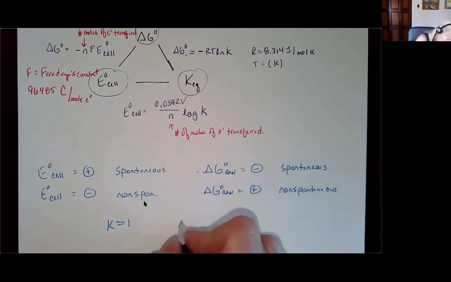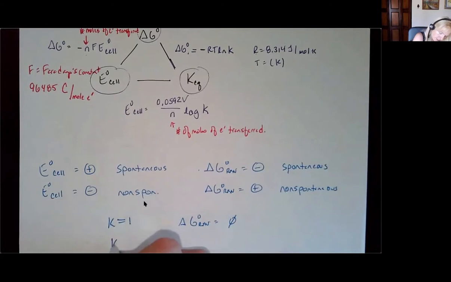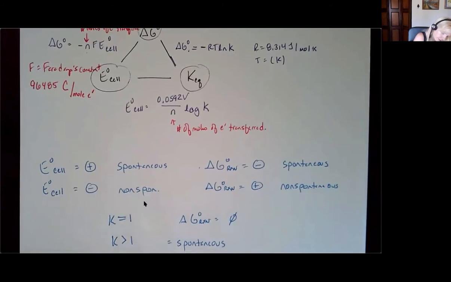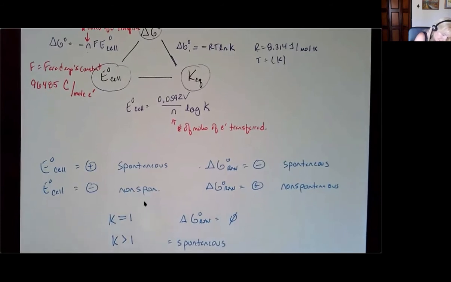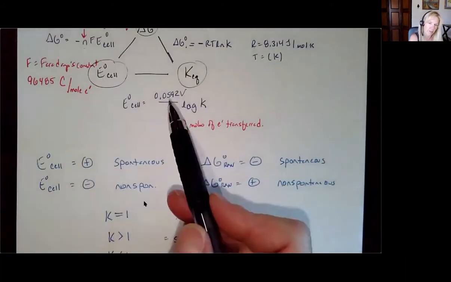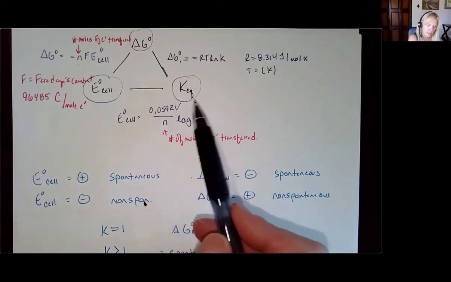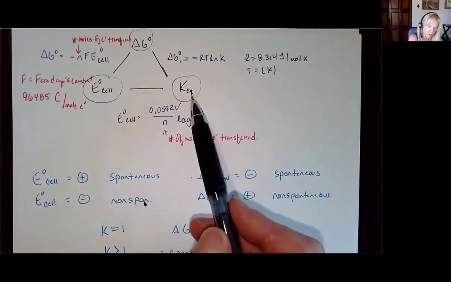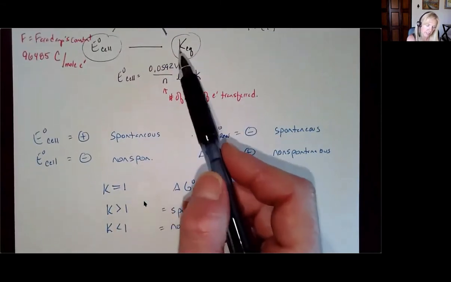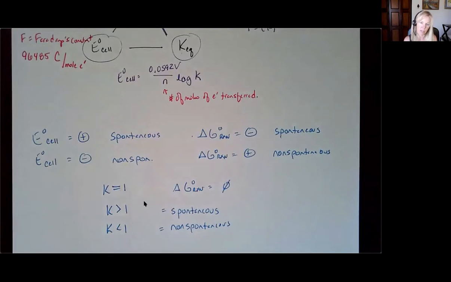When K equals 1, delta G equals 0. When K is greater than 1, then I'm going to have a spontaneous reaction. When K is less than 1, it's non-spontaneous. So just some things to keep in mind as we're going around through here. So the signs here are going to be different for spontaneous reaction. K is always going to be a positive value, but if it's less than 1, it's non-spontaneous. If it's greater than 1, it's spontaneous, meaning it's favoring the formation of those products.